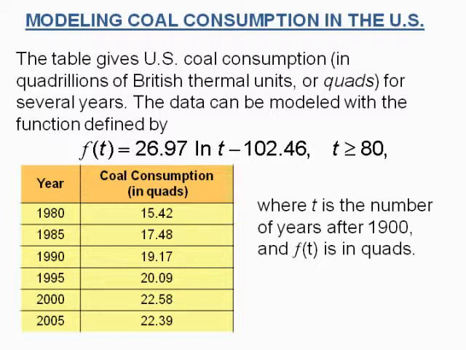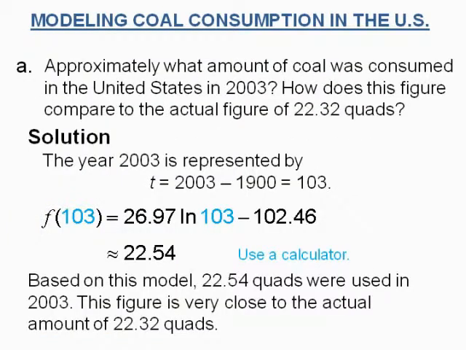So this function is talking about the number of years following 1900. I think what they're going to do is look at the actual consumption here and see if this function, this model up here, fits the data. Sometimes they'll do that to project how much coal usage will be down the line. So it says approximately what amount of coal was consumed in the United States in 2003, and how does this figure compare to the actual figure of 22.32 quads?